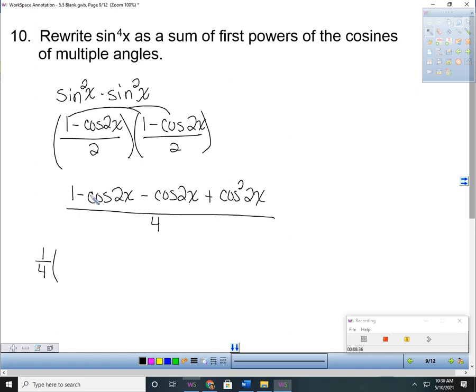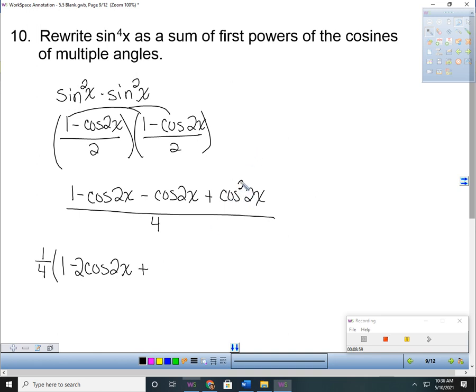So I know that inside, this is all I have left that is on the top here. So 1 minus cosine 2x. Notice that cosine has a power of 1, so I will leave it. And actually, I can combine these two. I have a negative cosine 2x and a negative cosine 2x, which makes negative 2 cosine 2x. But this one has a squared, so I need to power reduce that.